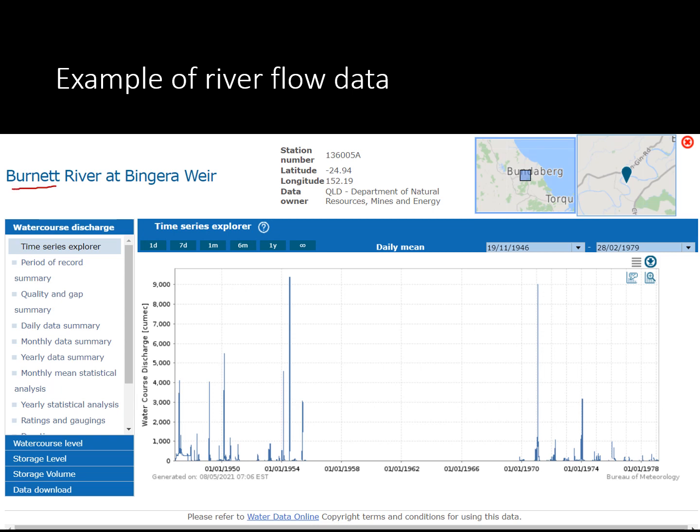This is the Barnett River, and from 1950 to 1978 it gives us the daily flow. You can see that for this period there is probably no data. You can expect that kind of thing, especially if you are looking for long-term rainfall, runoff and other data. So there could be missing data, and how to fill it is a big research area. How to fill the missing data.